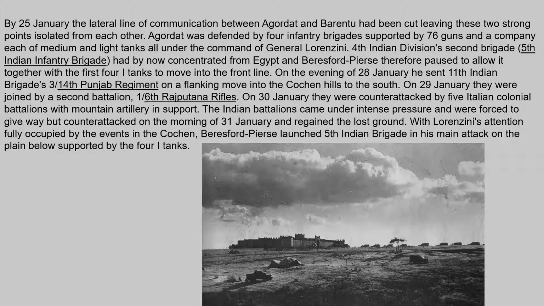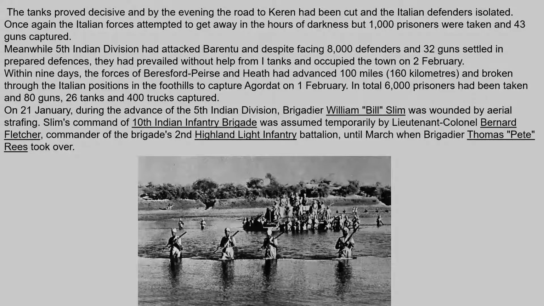With Lorenzini's attention fully occupied by the events at the Cochrane, Beresford Pierce launched the 5th Indian Brigade in his main attack on the plain below, supported by the 4 I tanks. The tanks proved decisive, and by the evening the road to Keren had been cut and the Italian defenders isolated. Once again the Italian forces attempted to get away in the hours of darkness, but 1,000 prisoners were taken and 43 guns captured. Meanwhile, the 5th Indian Division had attacked Barentu, and despite facing 8,000 defenders and 32 guns settled in prepared defenses, they had prevailed without help from I tanks and occupied the town on 2nd February.